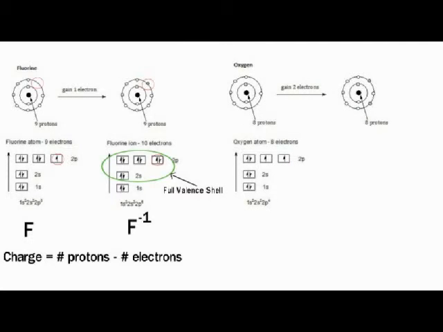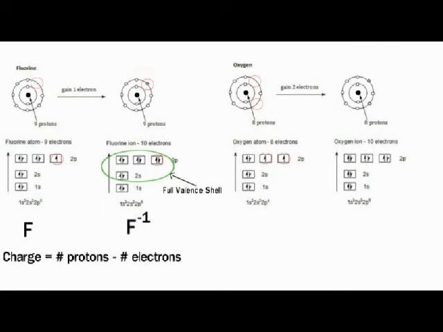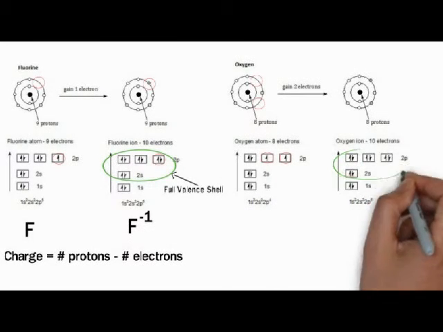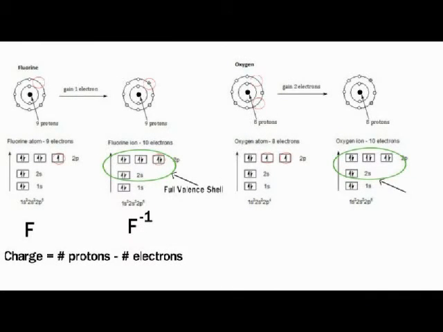If we take a look at oxygen, oxygen is 2 electrons short of a full valence shell. As you can see on the picture here, there are 2 electrons that we need to add in. So when we make our oxygen ion, we gain 2 electrons. We put 2 electrons in. That again will give us our full valence shell.